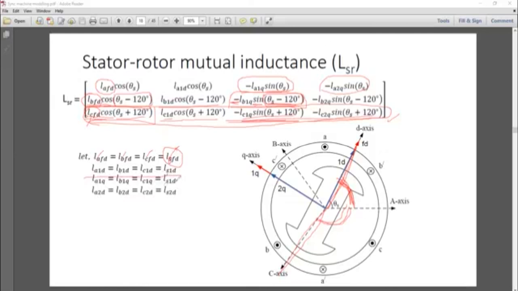There is a little mistake. It should be 1Q, I have to correct it. These are little notational typo mistakes. So this should be LA2Q equals LB2Q equals LC2Q equals LS2Q.